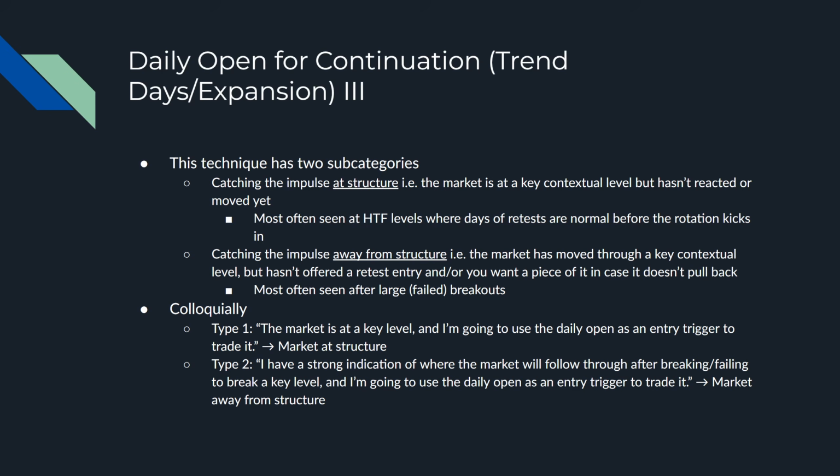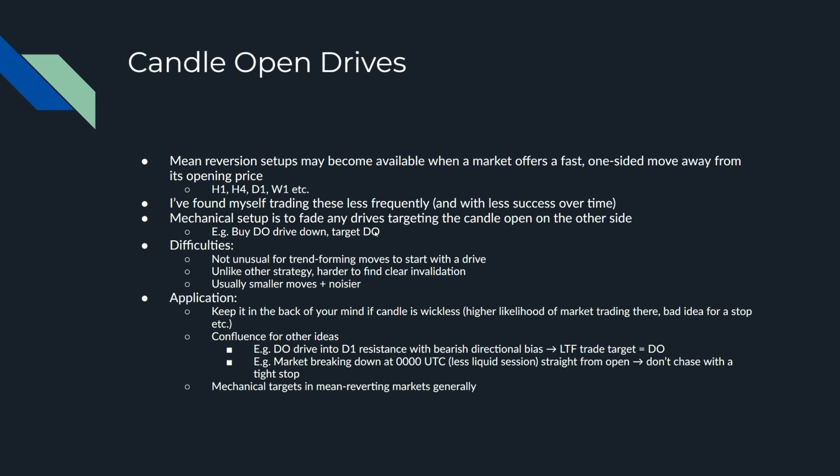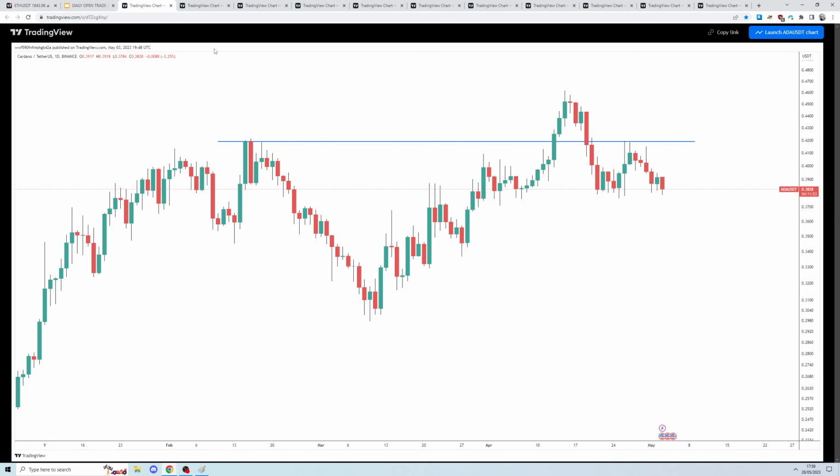So colloquially, without even reading the rest of the slides, for type 1, you're saying the market is at a key level, and I'm going to use the daily open as an entry trigger. For type 2, you're saying we just broke support, I think we're really in trouble and the next few days are going to go lower, or we just broke resistance, I think the market is really strong and the next few days are going to move higher. So one of those you're using at structure, the other is away from structure. Okay, so if we add some examples of that, it's basically all we're left with.